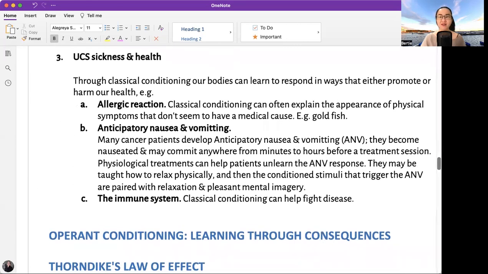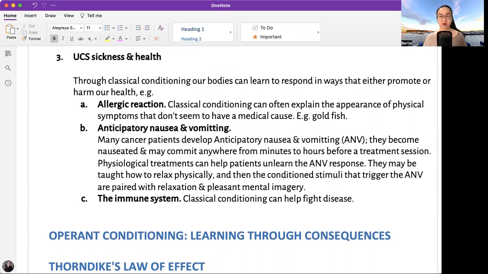Sickness and health. Through classical conditioning, our bodies can learn to respond in ways that either promote or harm our health. For example, an allergic reaction. Classical conditioning can often explain the appearance of physical symptoms that don't seem to have a medical cause.